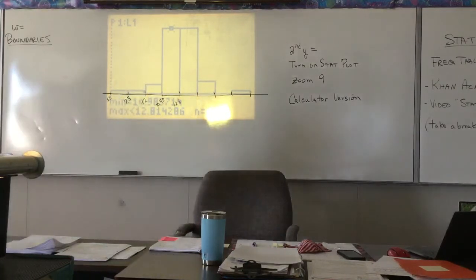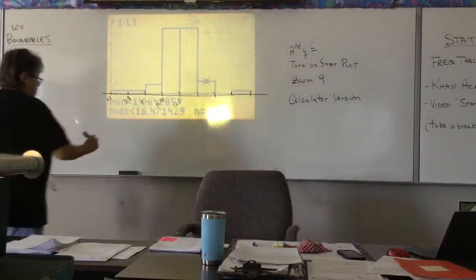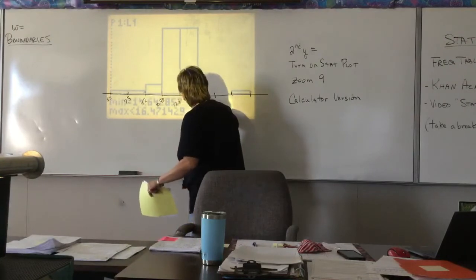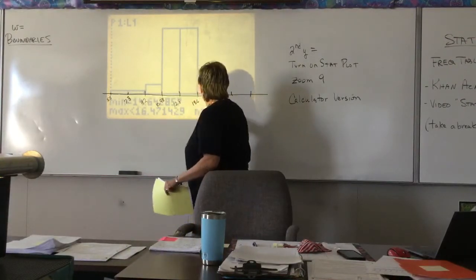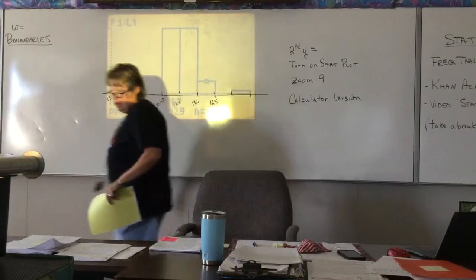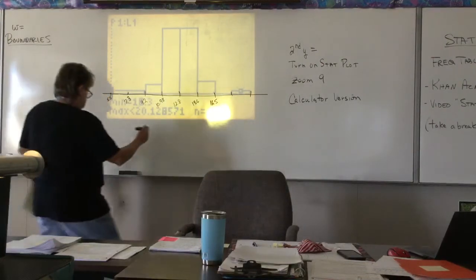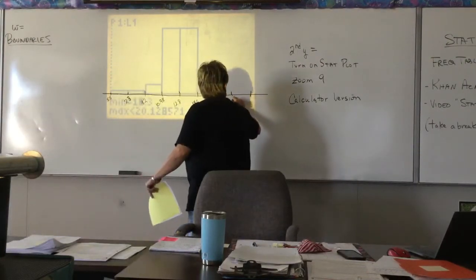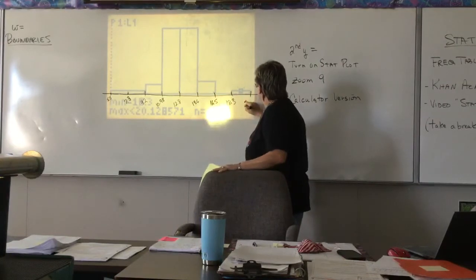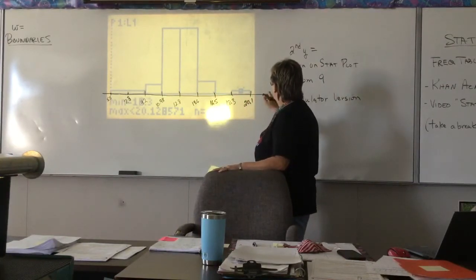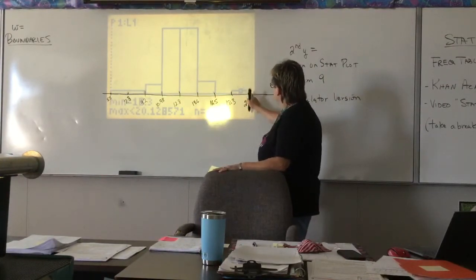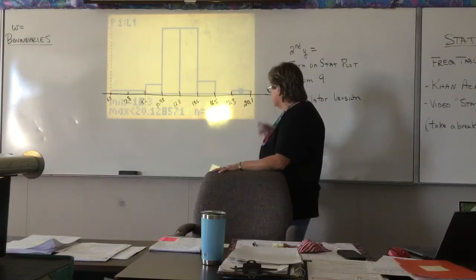12.8. Next one, 14.6. Coming across, 16.5 if I round that up. Then we're at 18.3 and 20.12, so 20.1. And that should be the end, the last value we need as far as your histogram values go.